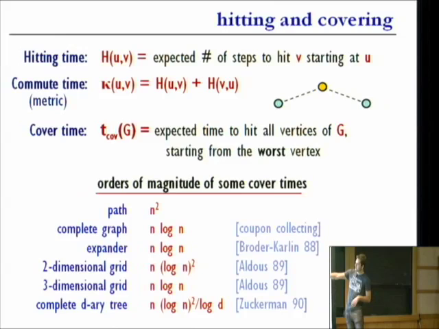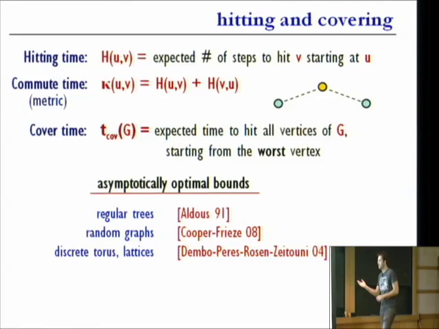So Aldous did this for regular trees. Cooper and Frieze did this for the giant component of random graphs. And then there is this work of Dembo et al. for the discrete torus or balls in the integer lattice.